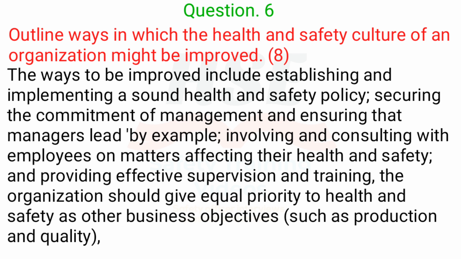Question 6. Outline ways in which the health and safety culture of an organization might be improved. 8 marks question. The ways to be improved include establishing and implementing a sound health and safety policy, securing the commitment of management and ensuring that managers lead by example, involving and consulting with employees on matters affecting their health and safety, and providing effective supervision and training.